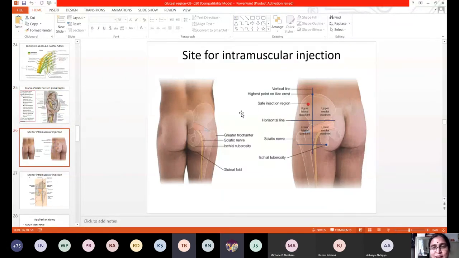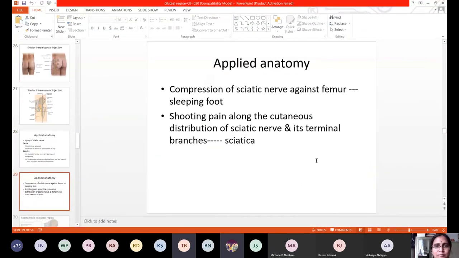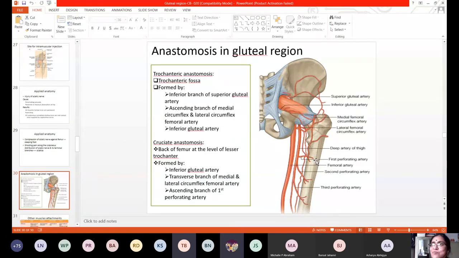Now, another important question. Which is the safest site for the intramuscular injection in the gluteal region? Superior lateral. Very good. Why? Because there are no areas of blood supply in that area, or we can say it will prevent damage to the most important nerve of our lower limb. What is the most important nerve? Sciatic nerve. Now, what are the two important collateral anastomoses lying in our gluteal region?